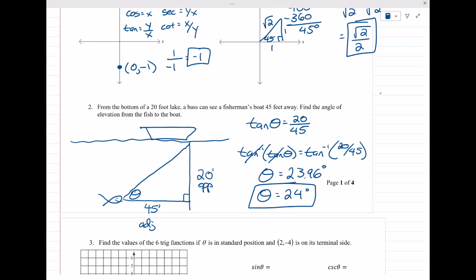But just remember, if you don't put the degree symbol, that means radians. So 24 degrees is different from 24 radians. The moral of the story is just make sure you put a little degree symbol. Question?